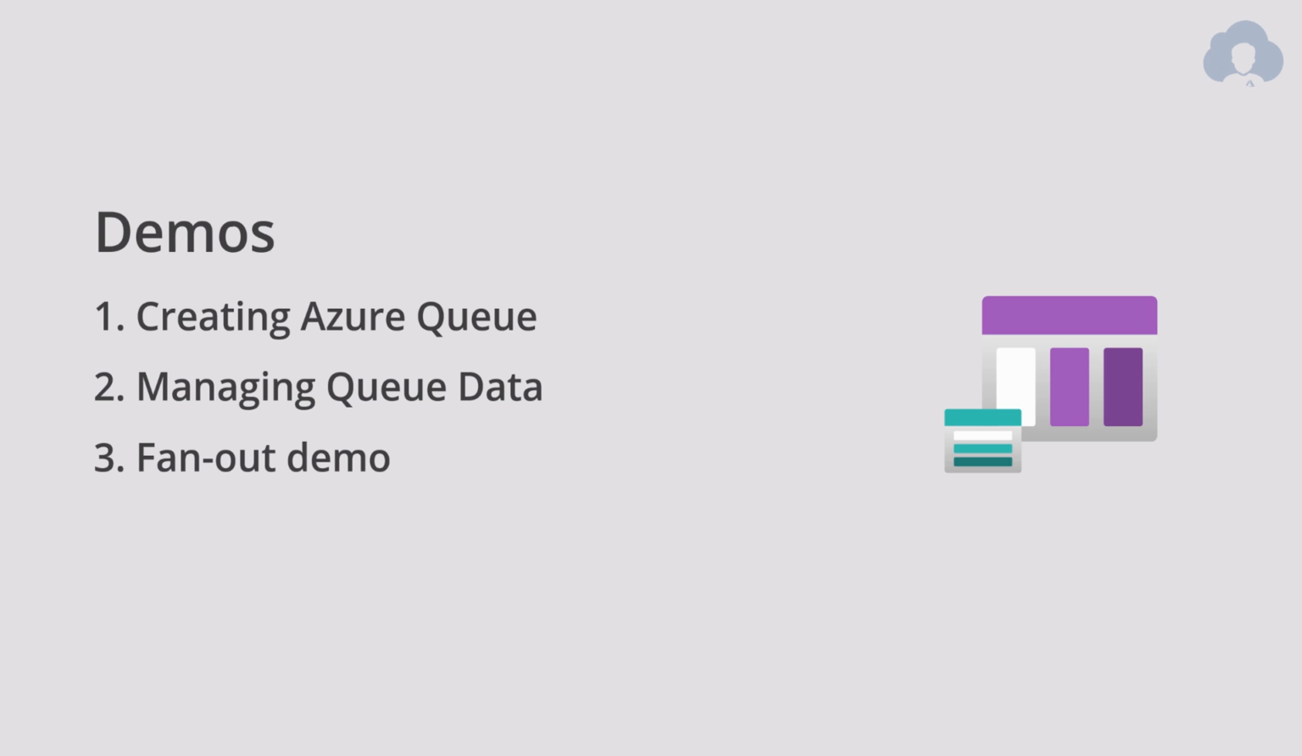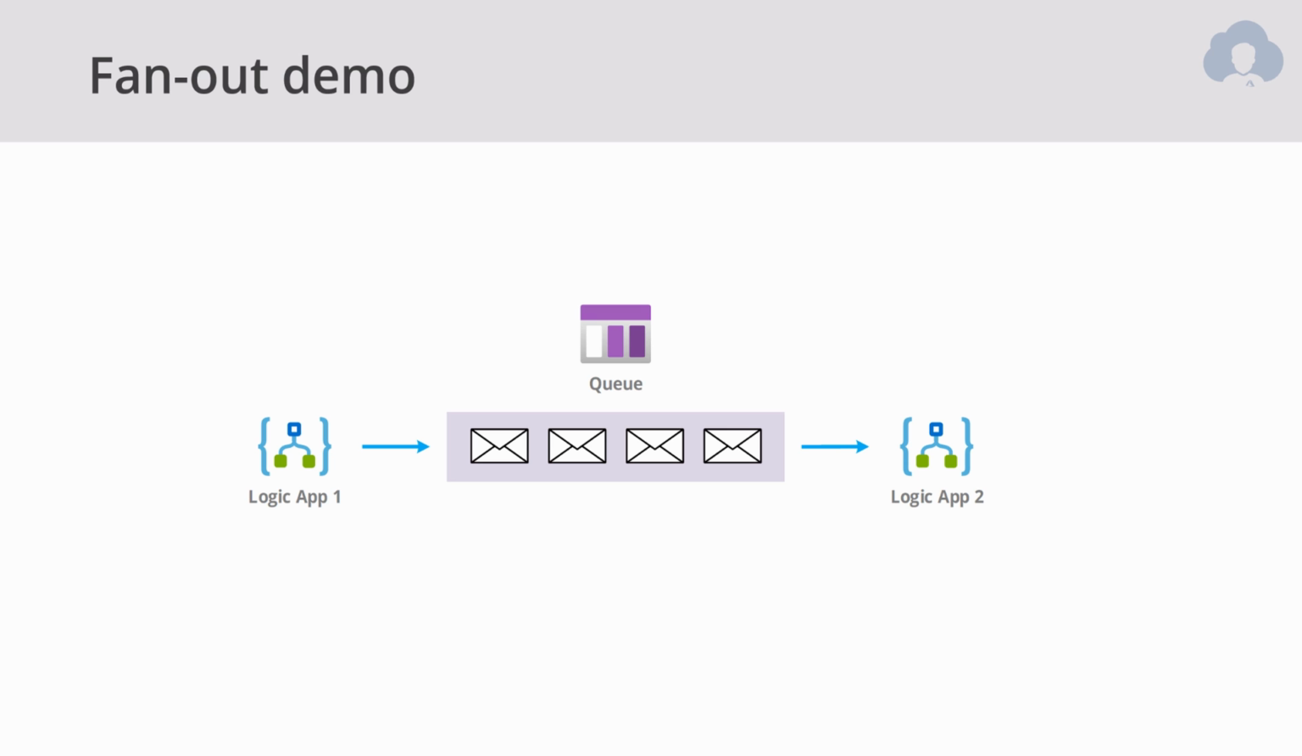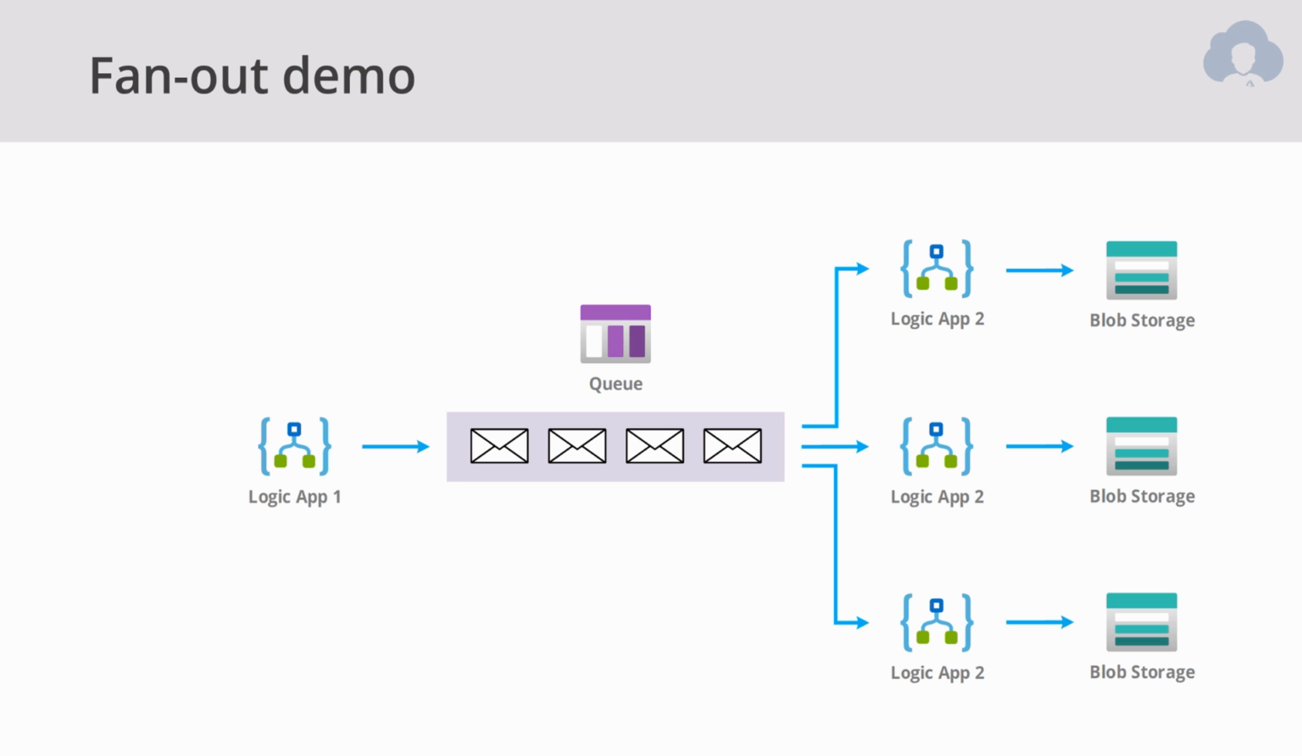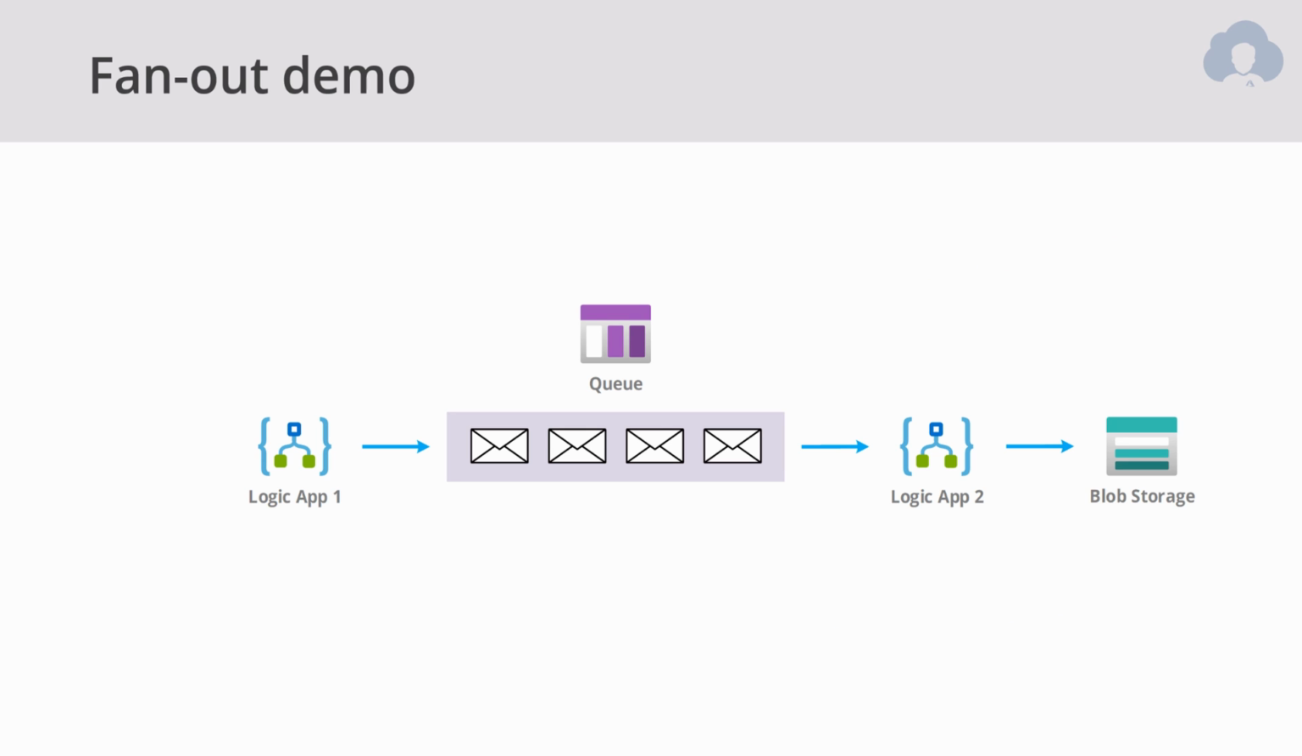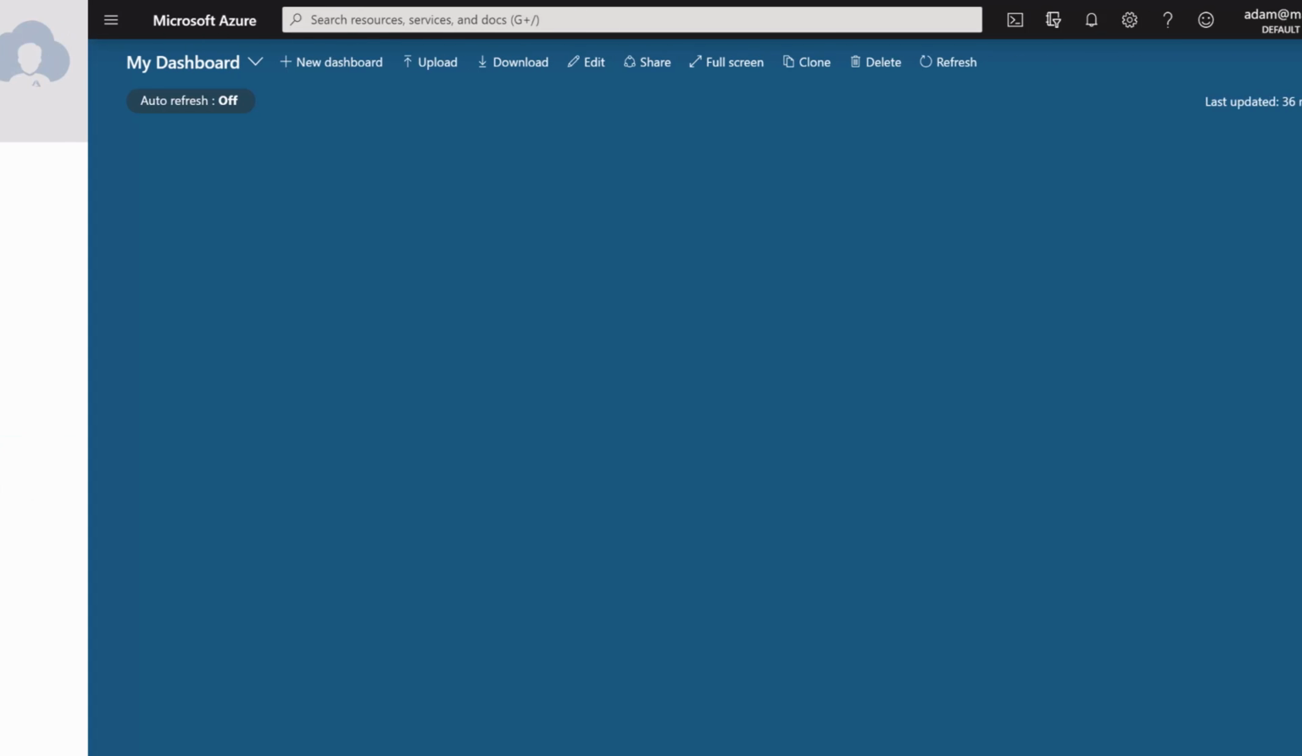And the demos. Today I will show you how to create a queue service, how to manage the data using Storage Explorer and the portal, and then we're gonna do a very simple fan-out demo where I will create 2 Logic Apps and a queue service, and I will chain those together and show you how you can actually put the data into the Blob storage in parallel using multiple Logic Apps from the same queue. And of course in the diagrams you don't really have to draw those, usually you draw it like this. So let's go into the demos.